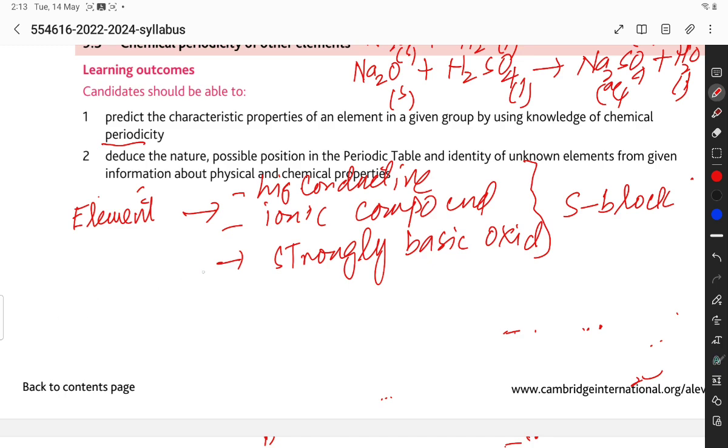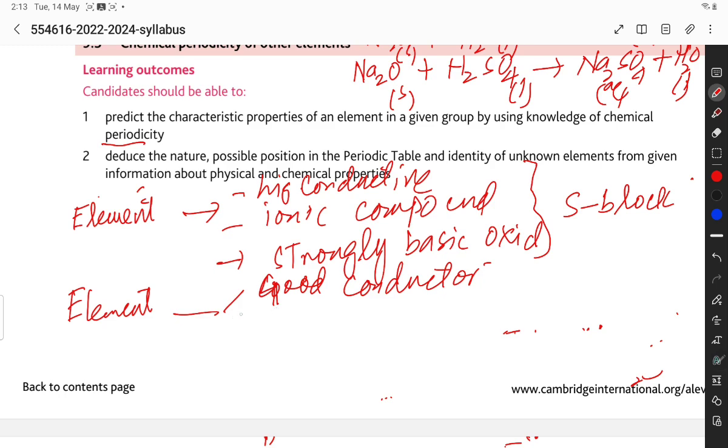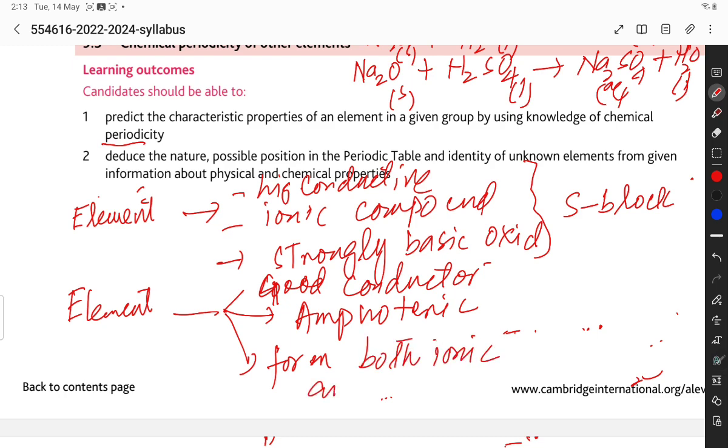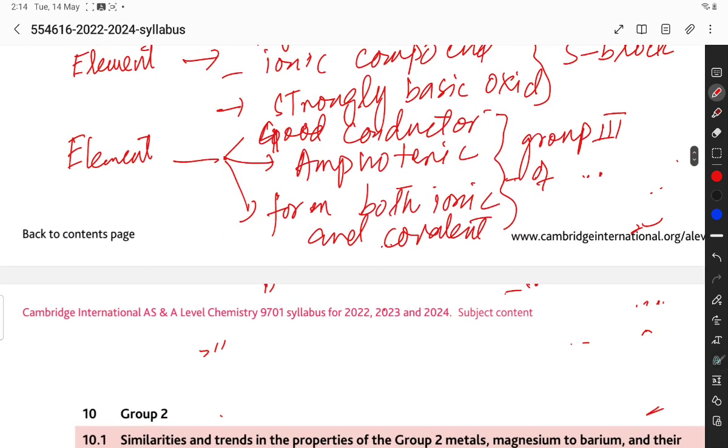If an element is a good conductor of electricity, forms amphoteric oxides, and forms both ionic and covalent compounds, it probably belongs to group 3 of the periodic table, for example aluminium.